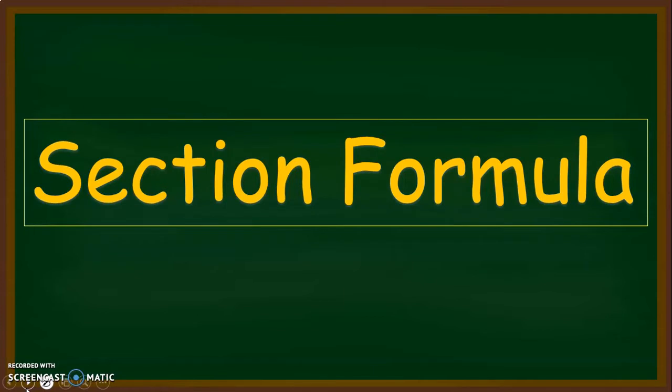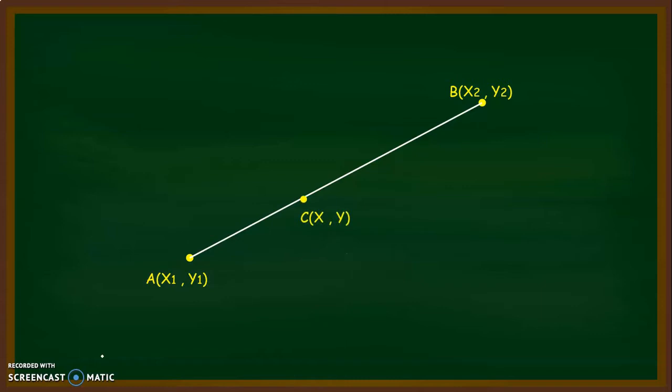Dear students, today we are going to discuss section formula. So what is section formula and where can we use it? Suppose we have two points, first point A and second point B, and the line joining the points A and B is divided by the point C in the ratio of m1 is to m2.